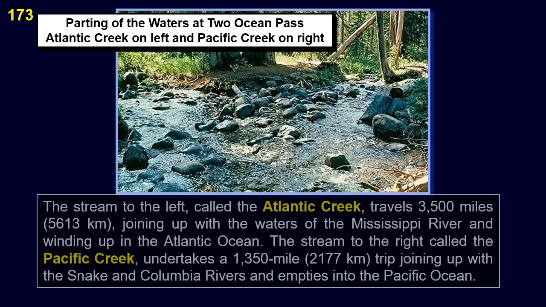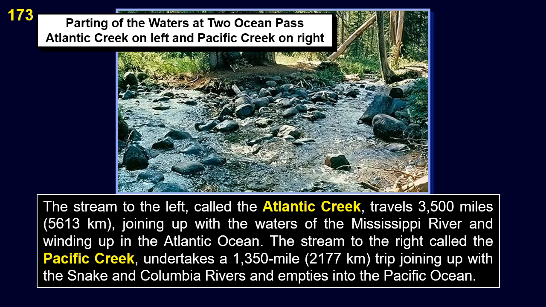The stream to the left, called the Atlantic Creek, travels 3,500 miles, 5,613 kilometers, joining up with the waters of the Mississippi River and winding up in the Atlantic Ocean. The stream to the right, called the Pacific Creek, undertakes a 1,350-mile, 2,177 kilometers, trip, joining up with the Snake and Columbia Rivers and empties into the Pacific Ocean.